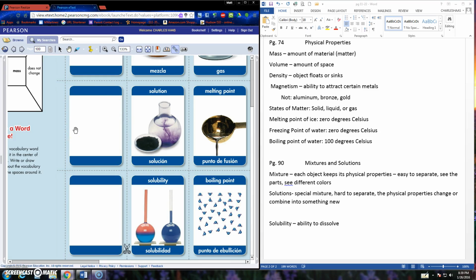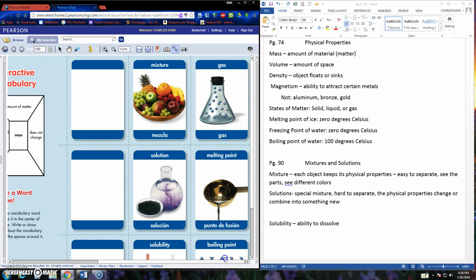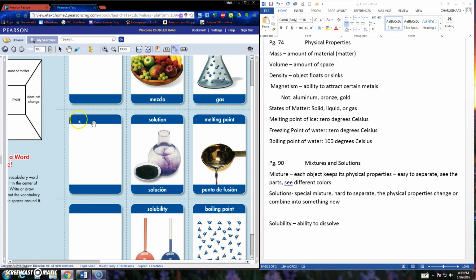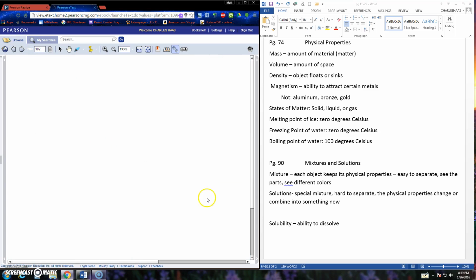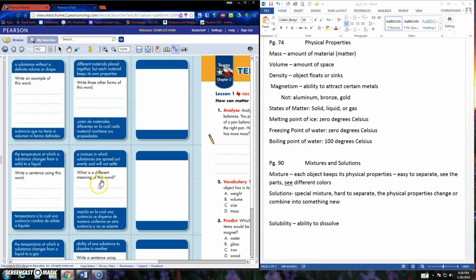What was that? Oh, that's not a bad idea. So you're saying since they have melting point and they have boiling point, but I don't see freezing point, I could make my own card for freezing point. It's okay if you don't even know the Spanish, that'll be okay. I could draw a picture of water freezing to ice, and on the back I could put the definition of freezing point. Maybe if I look at these definitions, it'll help me for the other one.